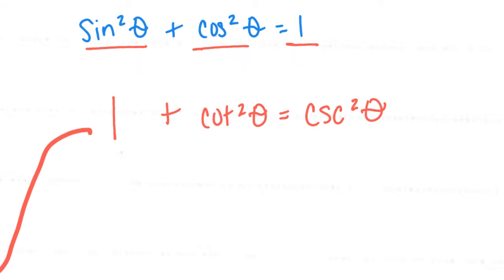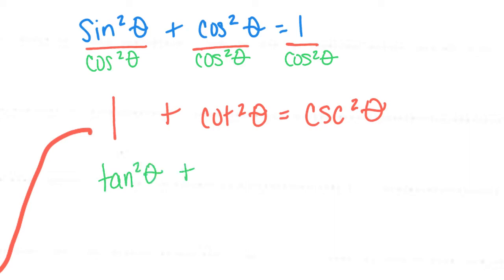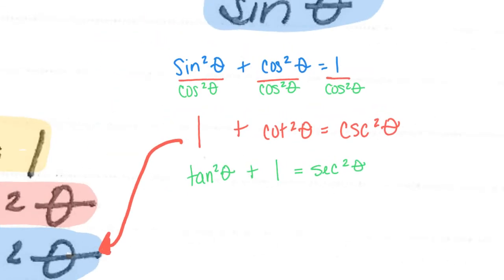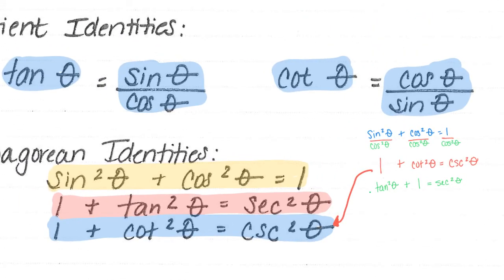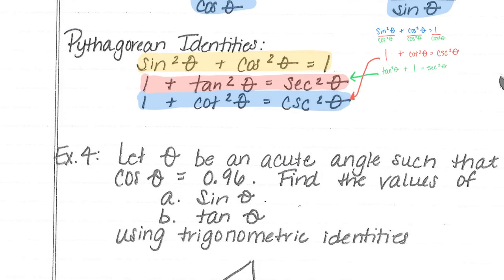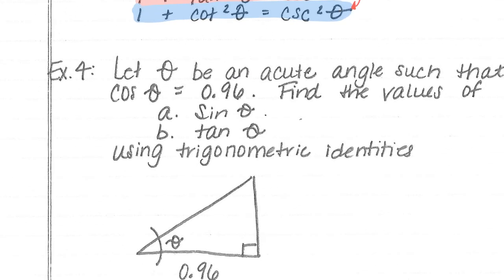I bet I'm going to erase because it's going to be easier. I bet when I divide everything through by cosine squared theta, sine over cosine is tan, plus 1, cosine over cosine is 1, equals the secant. And isn't that strangely familiar to the red one right here? So we are going to use this identity to solve this question.